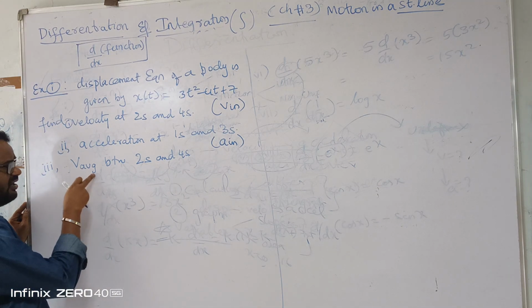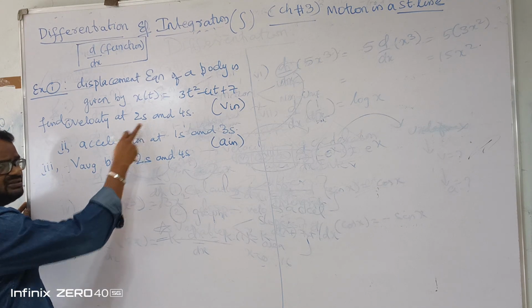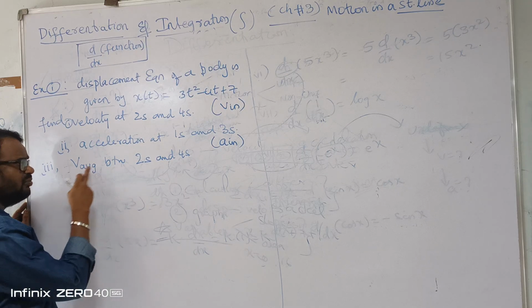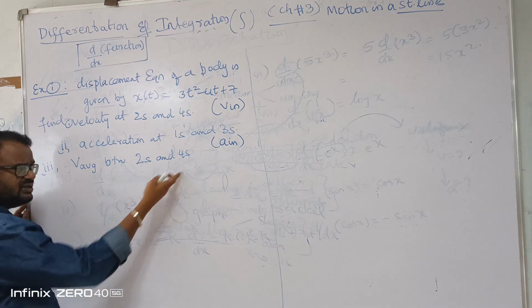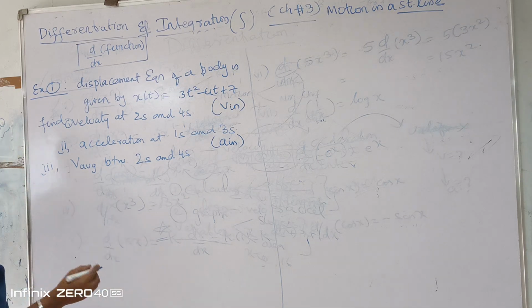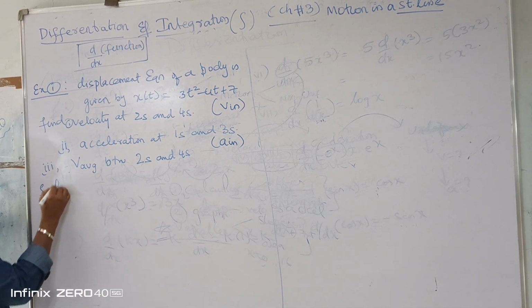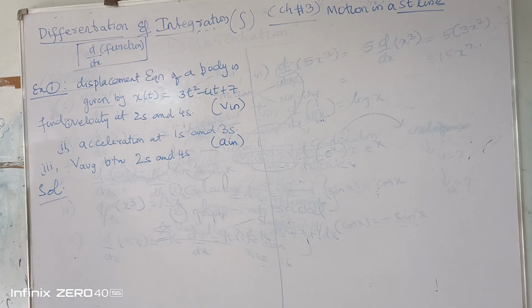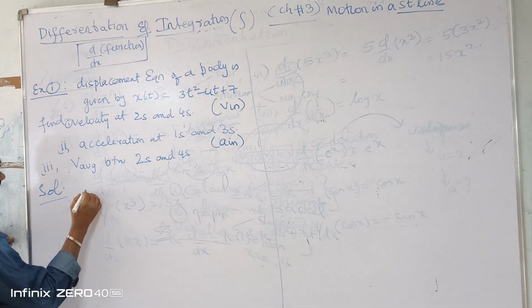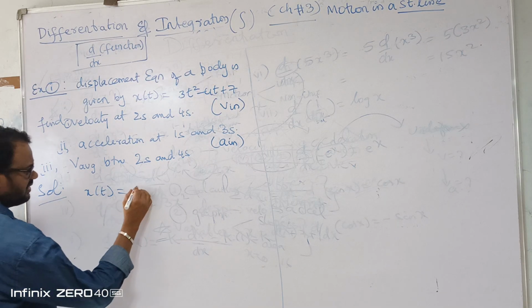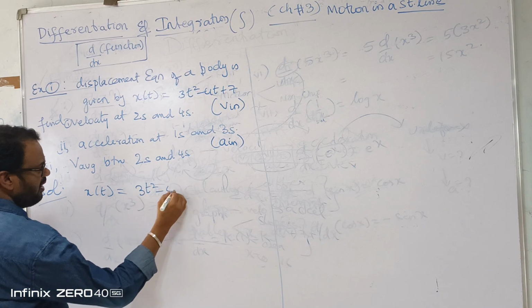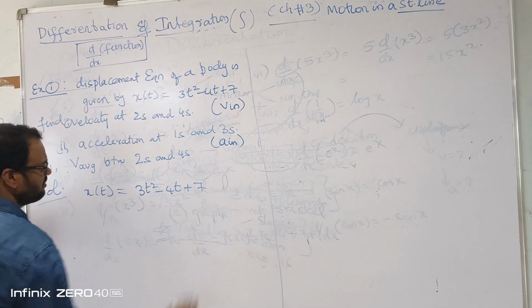And finally, we find the average. Instantaneous is different, average is different. The moment you say average, it comes between two different points, that is 2 seconds and 4 seconds. I'll just tell you the solution of this problem so that you can understand it easily. First of all, write the given equation. The given displacement equation is x of t equals 3t squared minus 4t plus 7.